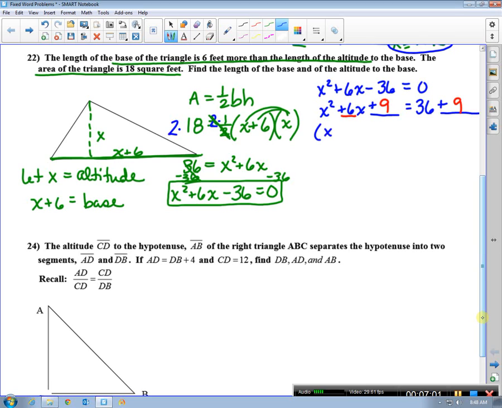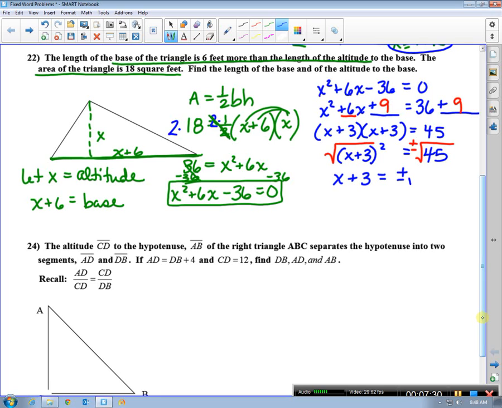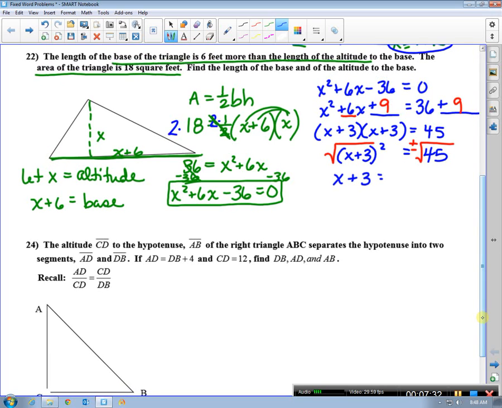On the left, we have x plus 3 times x plus 3, also known as x plus 3 all squared. On the right, we have 45. To get x alone now, we square root both sides, square root 45 plus and minus. So x plus 3 is equal to the positive and negative square root of 45. I'm thinking right now I want to simplify that. Since it's square root of 9, square root of 5, it's 3 square root of 5.